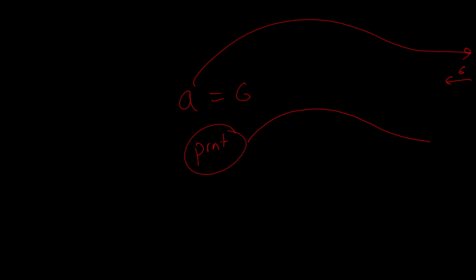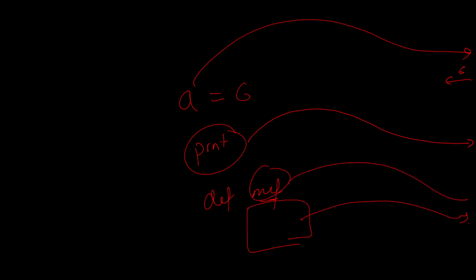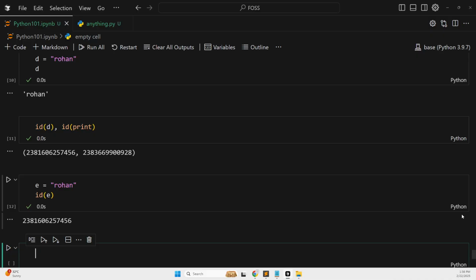Print is something that is pointing to a memory address that has that object that works like a print function. When you say def my func, you're not saying my function is this function. No, this function is stored in the memory, and my func just points to a memory address, which when called with a few parameters executes something. It's very, very important. So everything that we ever see in Python is not like this. E is not Rohan. This E is pointing to some memory address where Rohan is stored.